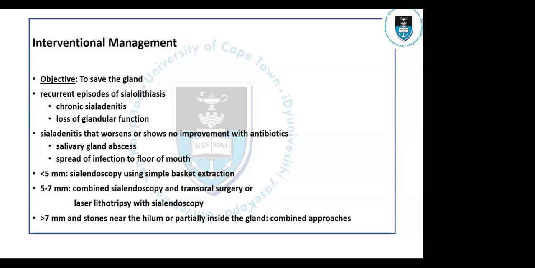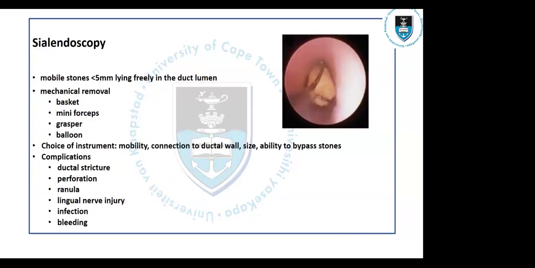In general, stones measuring less than 5 millimeters can be removed with sialendoscopy using a simple basket extraction. Stones between 5 and 7 millimeters may be removed either with combined sialendoscopy and transoral surgery or using laser lithotripsy with sialendoscopy. Stones larger than 7 millimeters and those near the hilum or partially inside the gland are amenable to combined approaches.